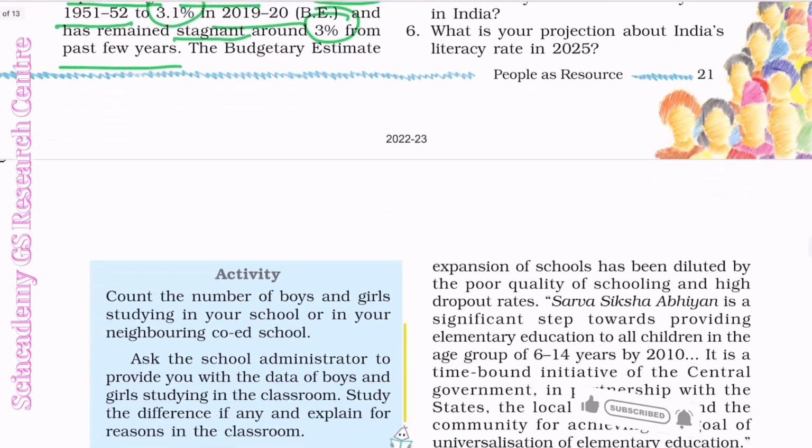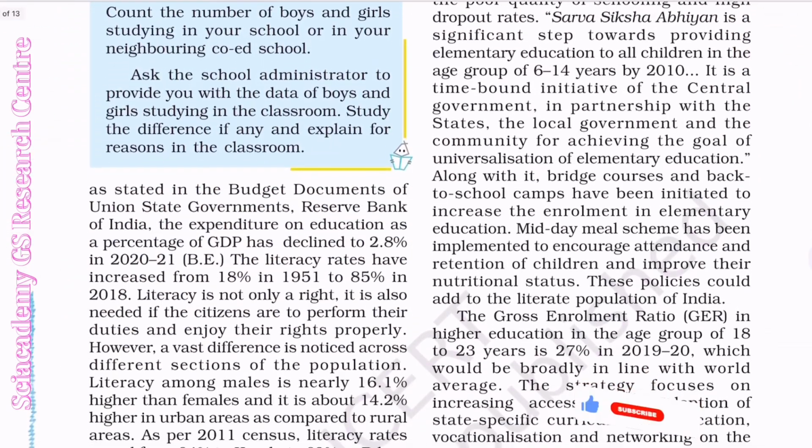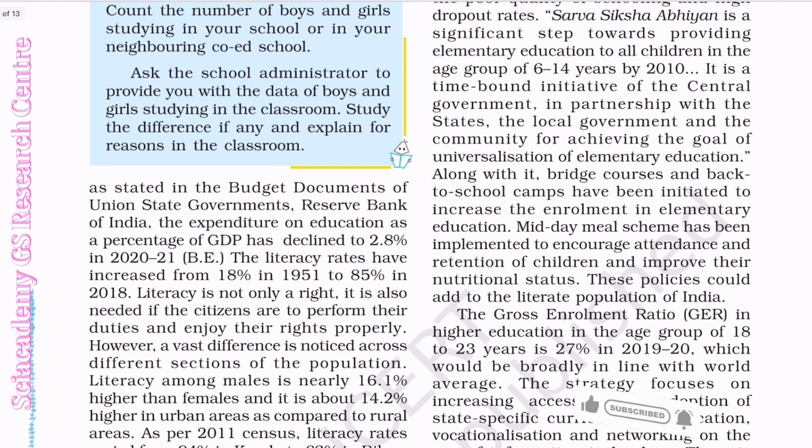The budgetary estimate, as stated in the budget documents of the union and state governments and the Reserve Bank of India, shows the expenditure on education as a percentage of GDP has declined to 2.8% in 2021. The literacy rates have increased from 18% in 1951 to 85% in 2018.